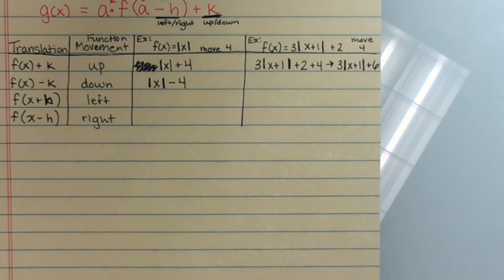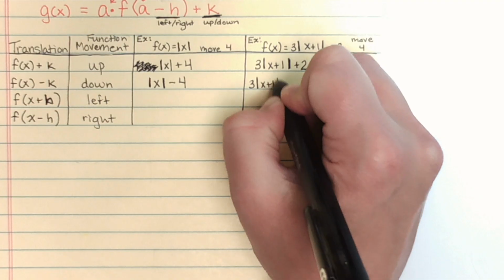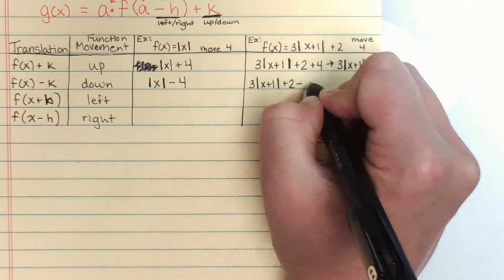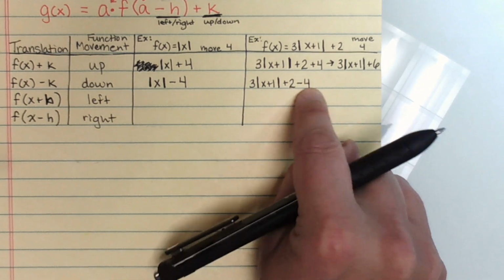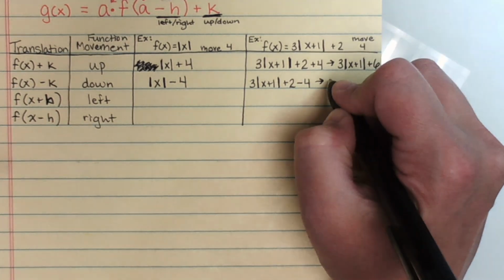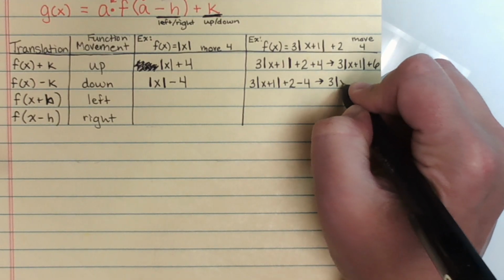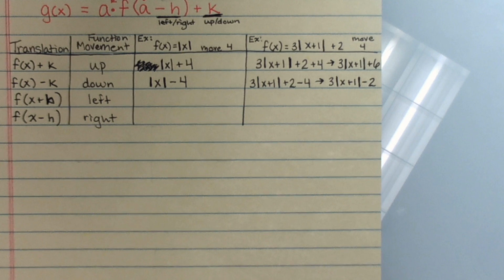What if instead I want to move it down 4? I take the function and I subtract 4 from it. The original function was this 3 absolute value x plus 1 plus 2, and I subtract 4 from it. Combine my like terms. That's that 2 and that 4 again, but this time it's a positive 2 and a negative 4. Which becomes negative 2.